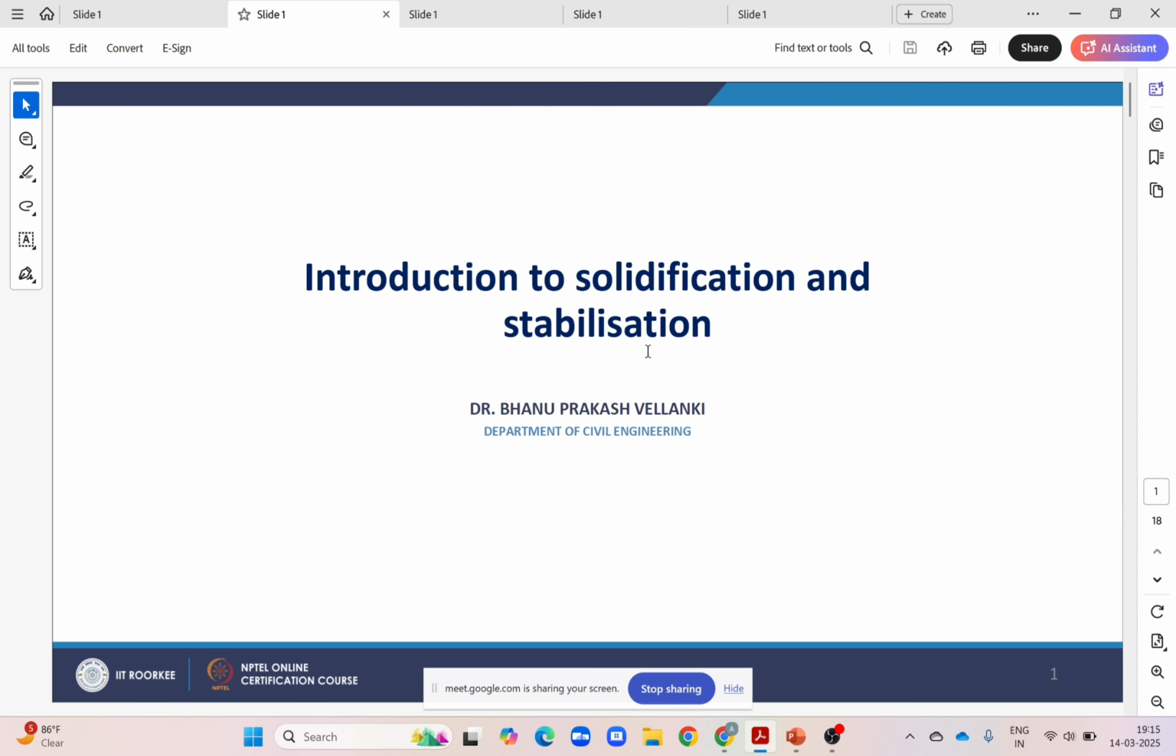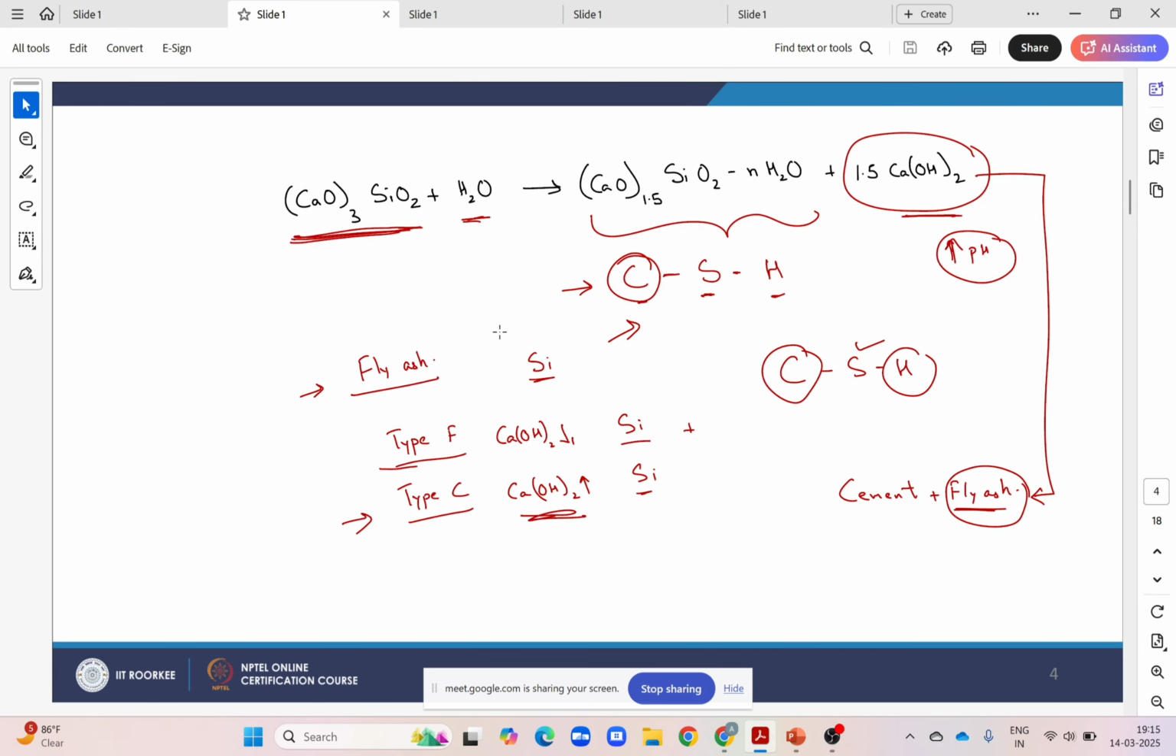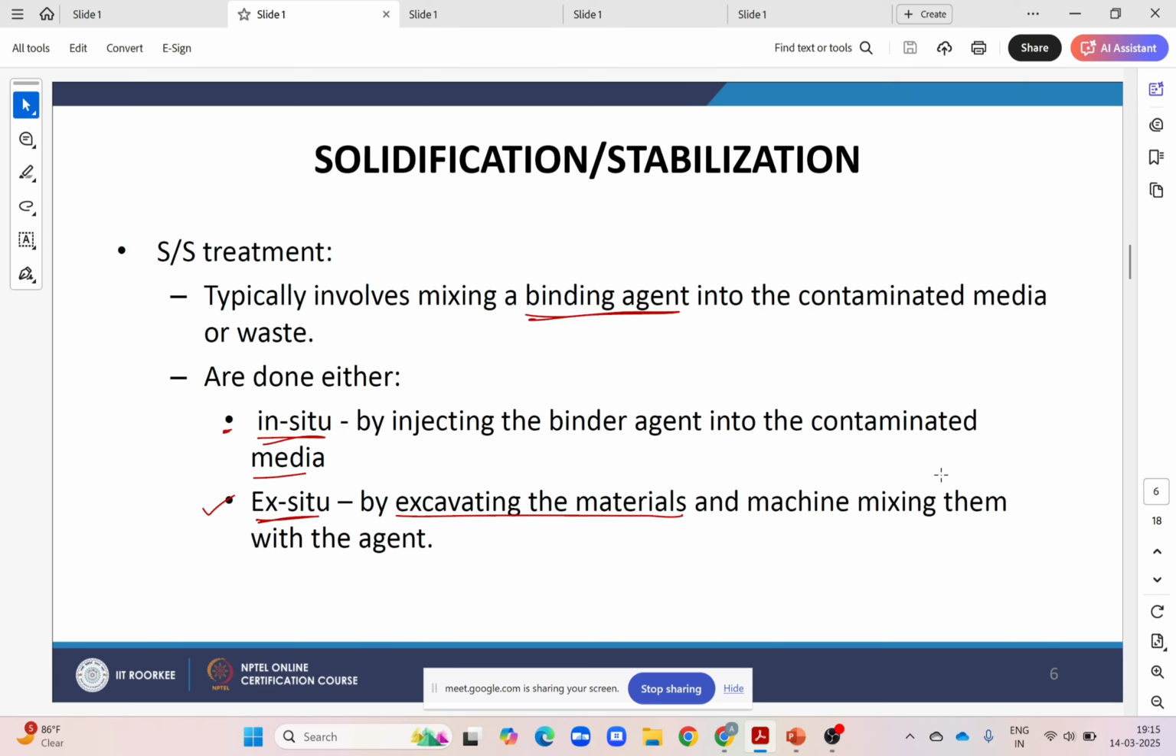So this is the first lecture, which was on introduction to solidification and stabilization. Here we have seen that cement is being used to solidify waste materials like fly ash, where the leachability reduces a lot. Solidification or stabilization treatment typically involves mixing a binding agent into the contaminated media or waste. If you add a binding agent, it will bind the contaminants and hence the leachability of the contaminant will reduce.